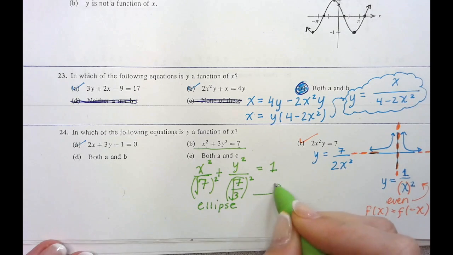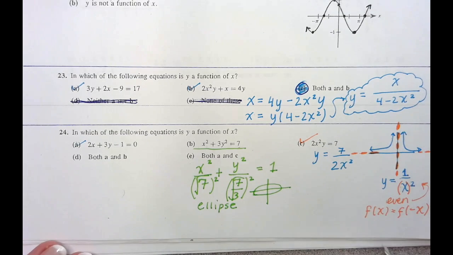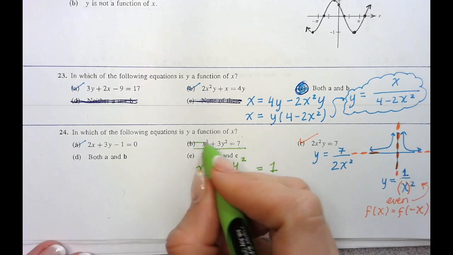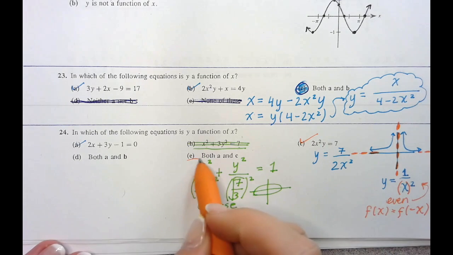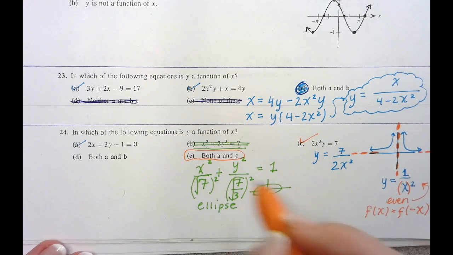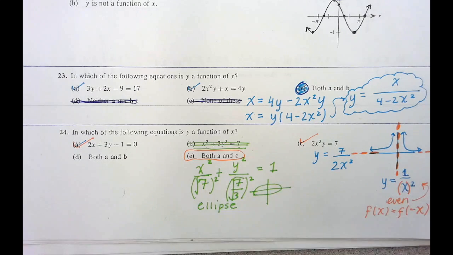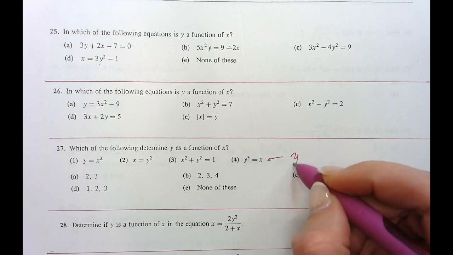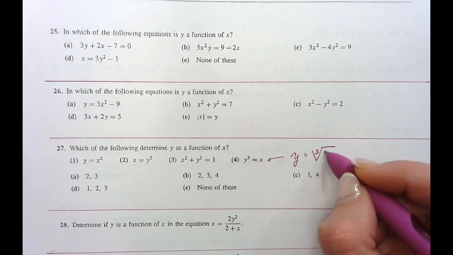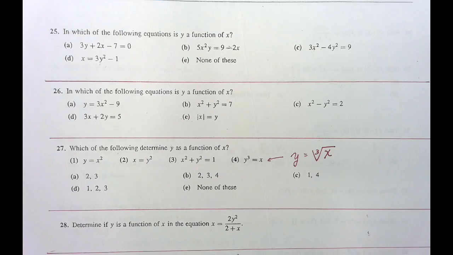And one thing I could tell you about an ellipse, an ellipse is definitely not a function. So you're out. Okay? So what's the answer? A and C. So right there, E will be your final answer for that one. A is good, C is good, E is your answer. Alright? If you solved for y, y would be the cube root of x. Is that a function? You're on your own, okay?